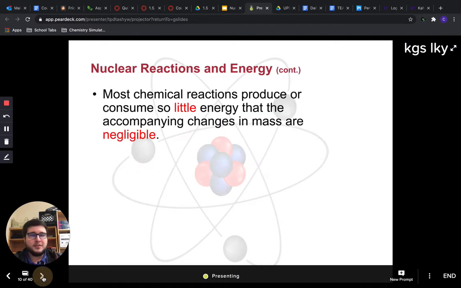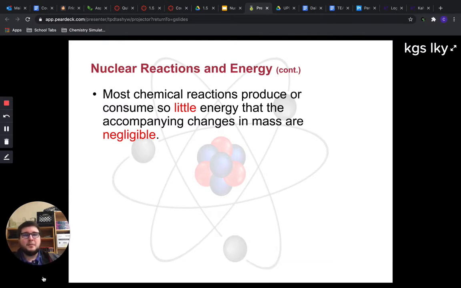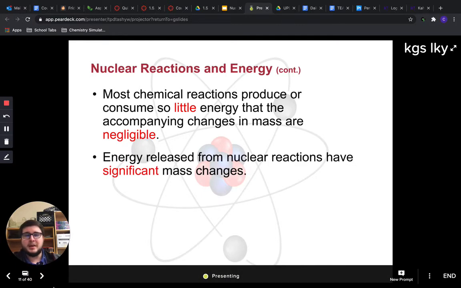Pretty interesting stuff. All right, but most chemical reactions produce or consume so little energy that the mass changes are negligible. Negligible just means you can ignore them. They're practically zero, and for our purposes, they will be zero. So most chemical reactions consume so little energy that you can pretty much ignore any changes in mass.